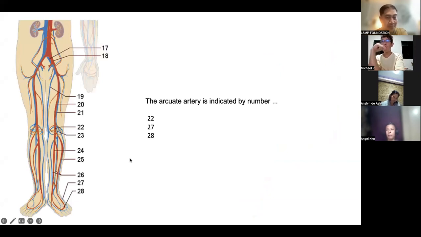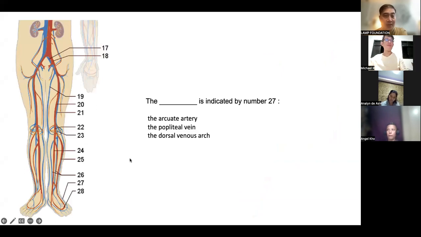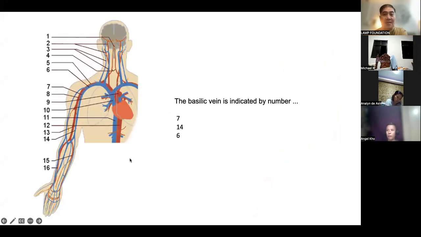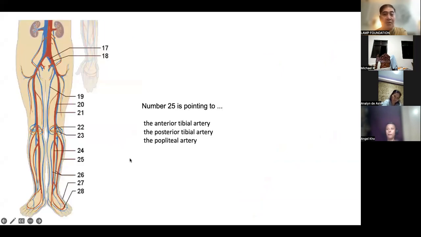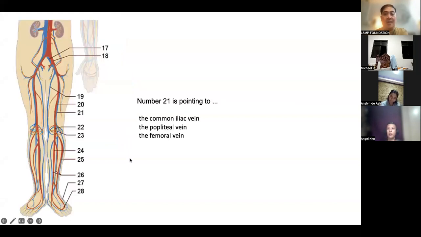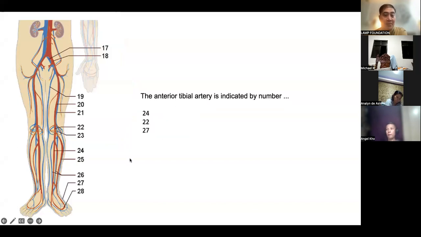The arcuate artery is indicated by what number? Number 28. The blank is indicated by number 27. The dorsal venous arc. The blank is indicated by number 19. The great saphenous vein. The basilic vein is indicated by number? Number 14. Number 25 is pointing to? The posterior tibial artery. The radial artery is indicated by what number? Number 16. Number 21 is pointing to? The femoral vein.